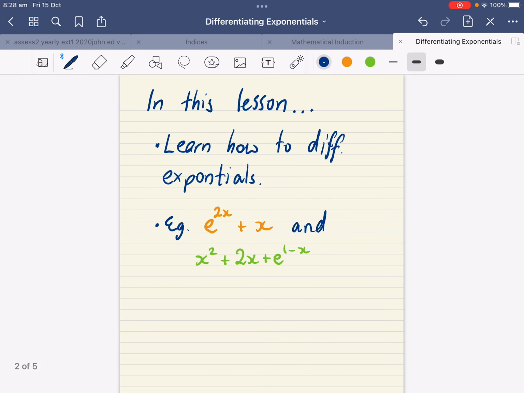All right, so let's get straight into it. This is going to be a very quick, short lesson. What are we going to cover? We're going to learn how to differentiate exponentials, and specifically these are the two examples we're going to look at.